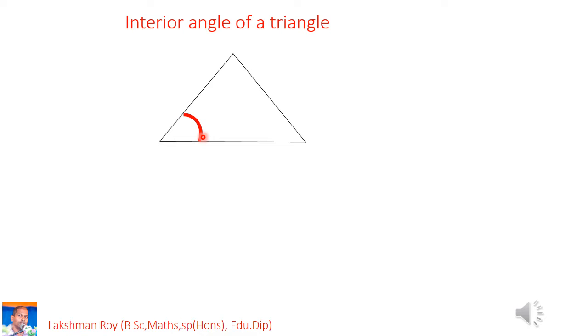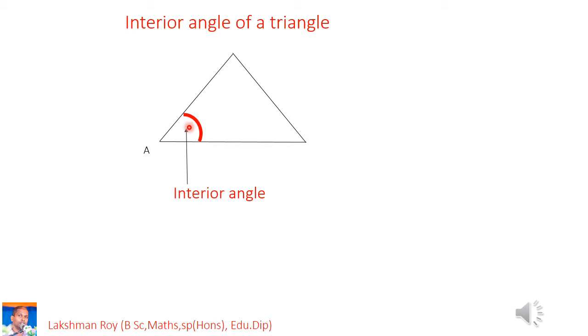You can see here the triangle. This angle is inside the triangle. Here another angle inside, here another angle also inside. So I take this angle. This angle inside the triangle is called an interior angle. An angle inside the triangle between two sides is called an interior angle. So this is an interior angle.